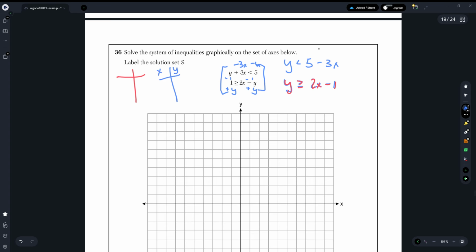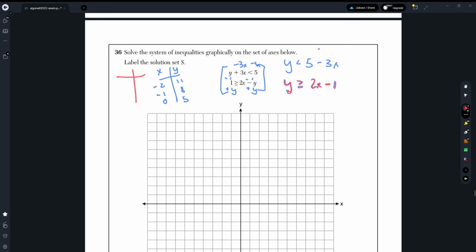So here's x, here's y. So for my first equation, which is going to be 5 minus 3x, and I look at my table, I'm going to have negative 2, and then I'm going to have 11. Next I'm going to have negative 1, I'm going to have 8, and I'm going to have 0, and then I'm going to have 5, right? Next I'm going to look at my red graph.